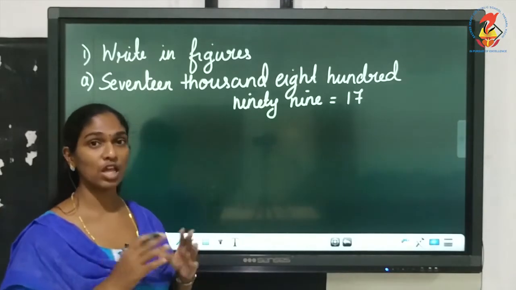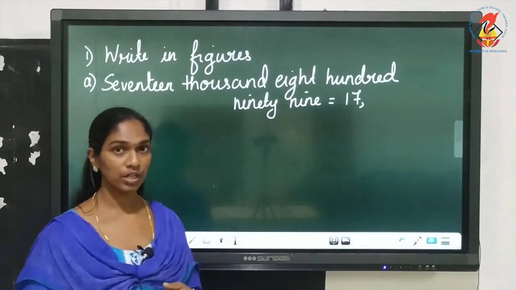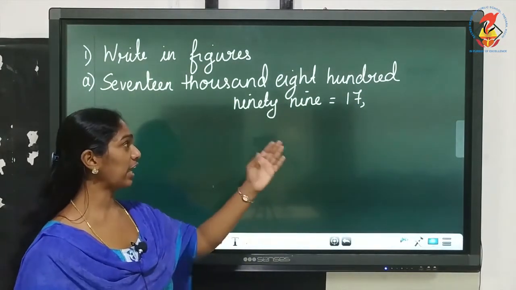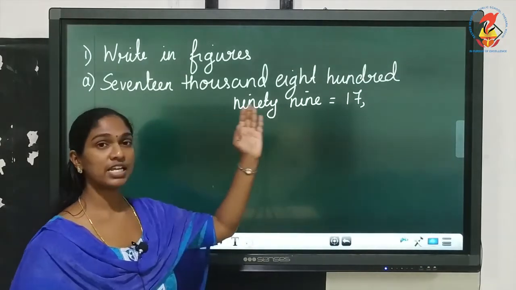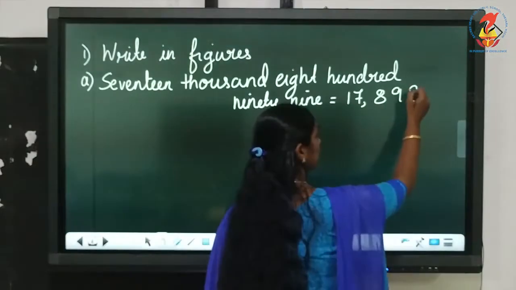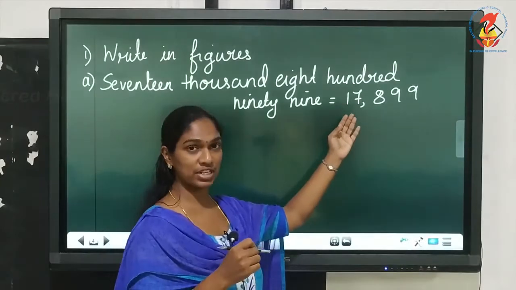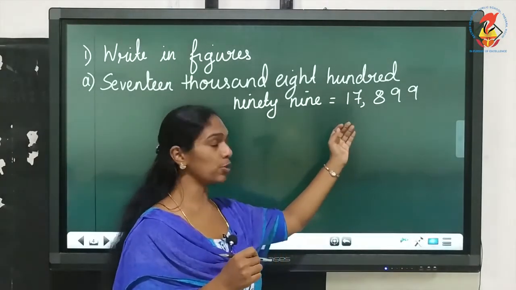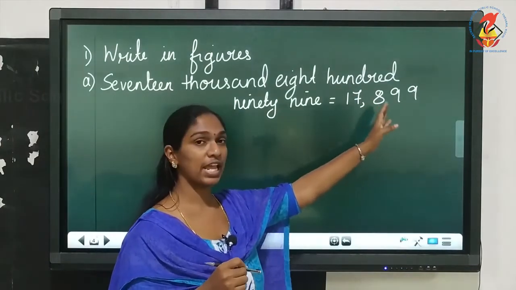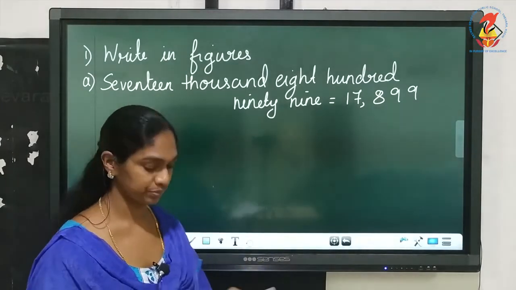Okay. So, with this the thousands period is over. So, you will put a comma. Then next you have the ones period. What is the number given there? 899. So, in the thousands period you have 17. So, you write 1, 7. Then you put a comma. Then you have the ones period. In ones period the number given is 899. Is that clear children?